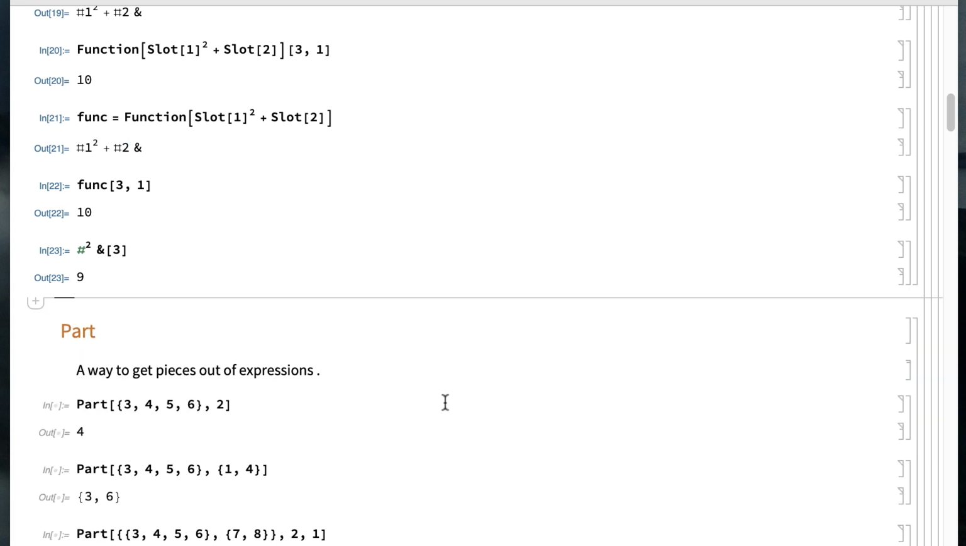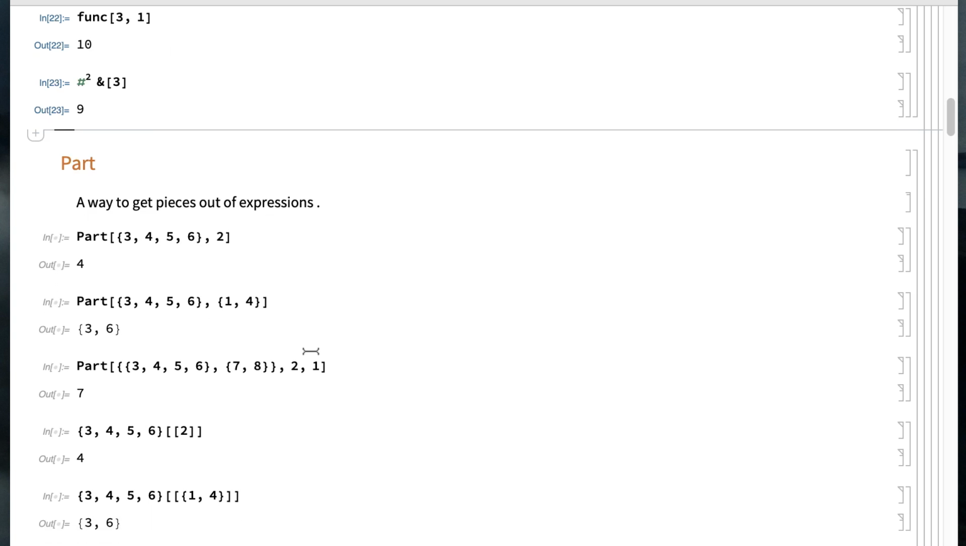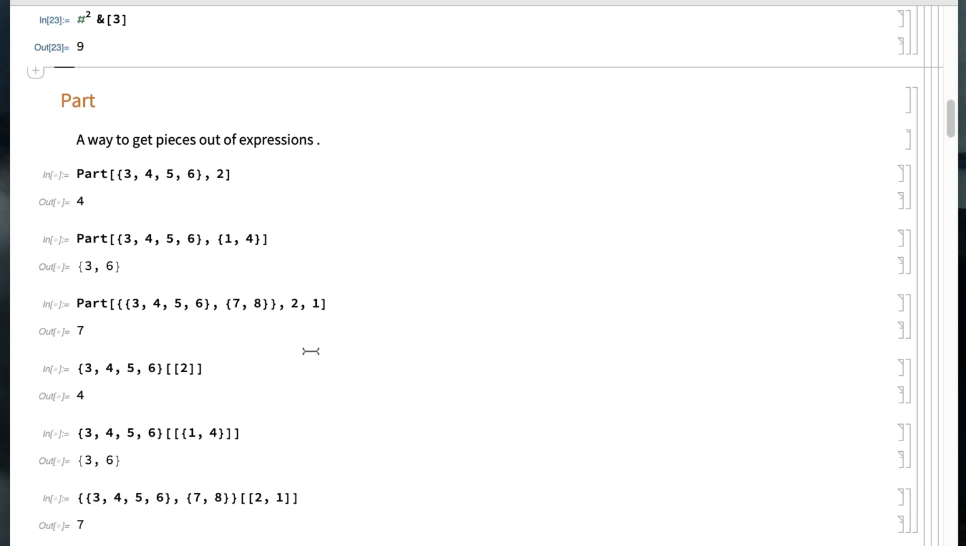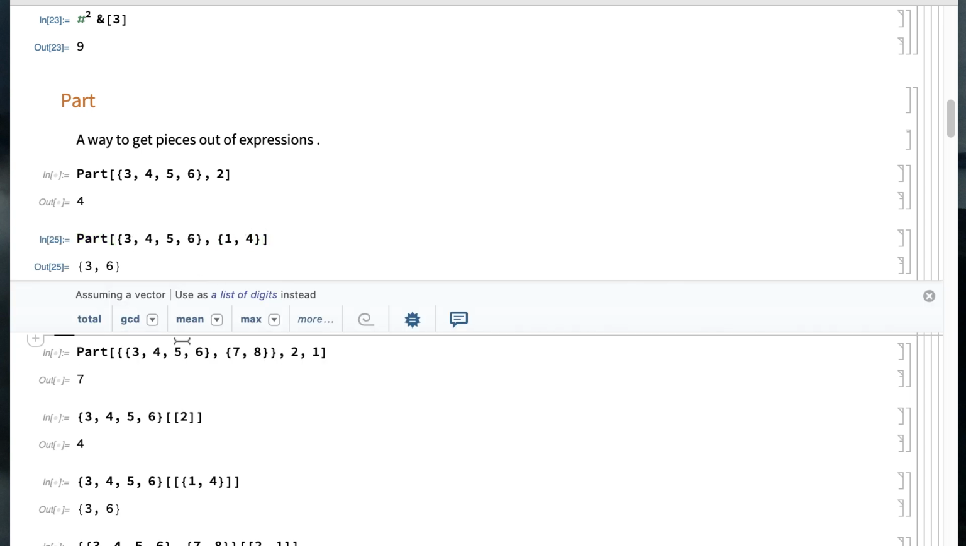Okay. So I showed you list before. Let's now take a look at part. And part is basically a dereferencing operator. It's how you get information out of a list. So suppose I want the second item in a list. It's just part, whatever I'm trying to get information out of, and then whatever position it is that I want. Okay. What if I want multiple positions? Well, you just wrap up the parts in a list. So here I'm getting the first element and the fourth element.